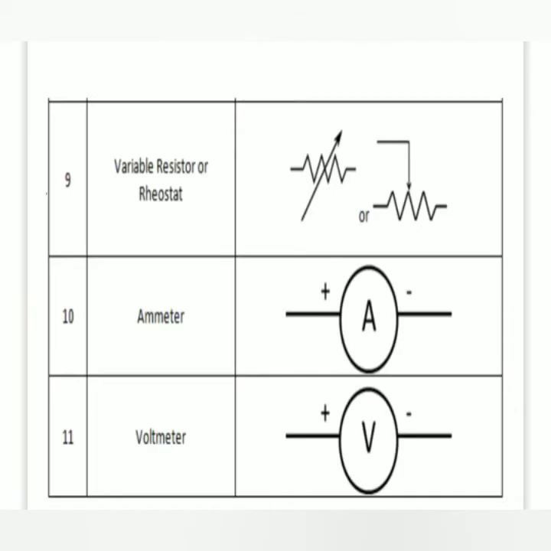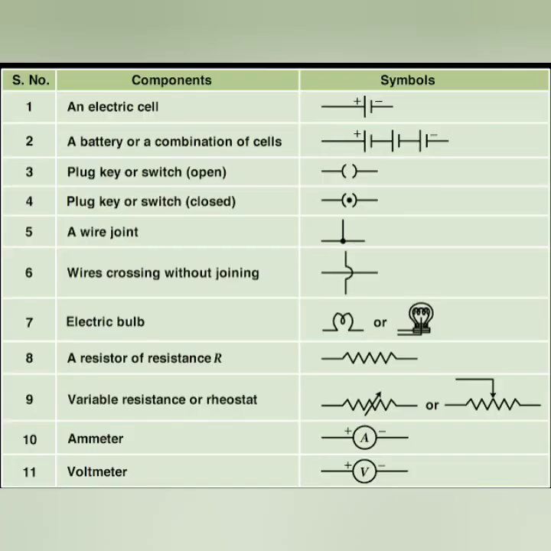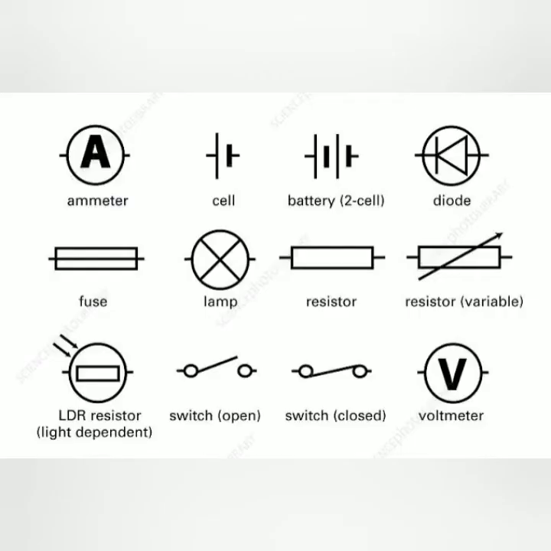This picture contains the circuit symbol of a variable resistor or a rheostat, ammeter, and a voltmeter. And these were some of the most commonly used electric circuit symbols in a circuit diagram. Now let us learn the functions of some of the components used in an electric circuit. Let's begin with ammeter.